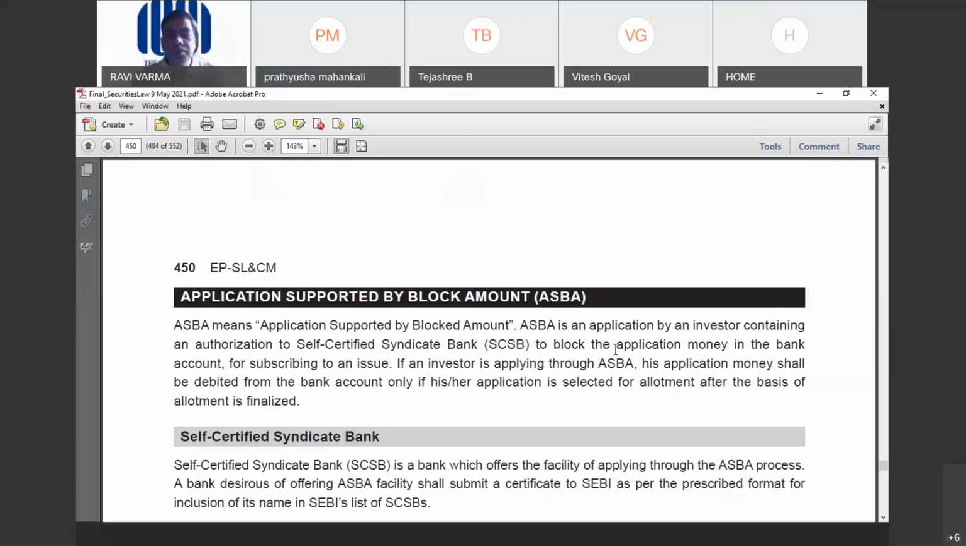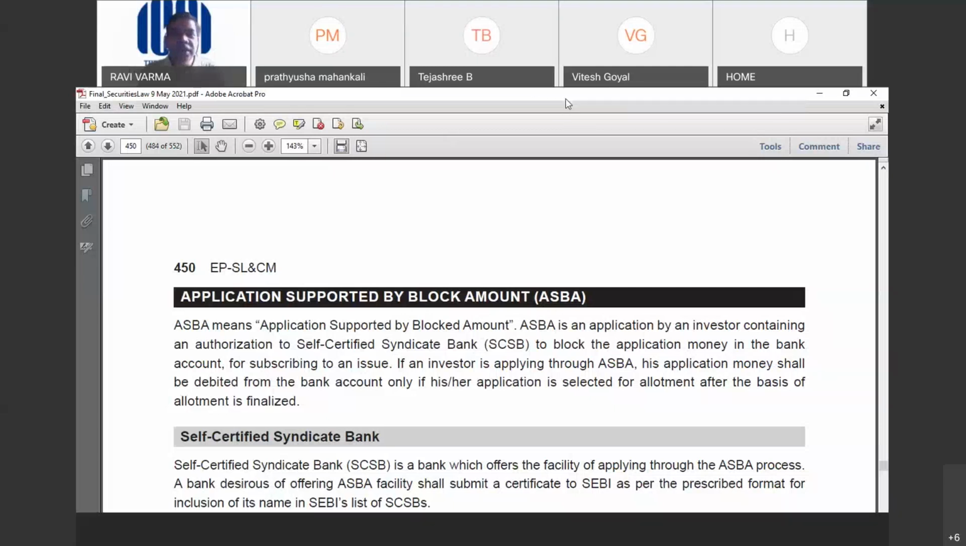Application Supported by Blocked Amount. We say it as ASBA. What is this ASBA? ASBA is all about how we block the amount. What is the concept of ASBA? You must be knowing, but for the sake of you people, I am repeating, and then we'll do some marking, because many of you have a query at times about what exactly is ASBA.